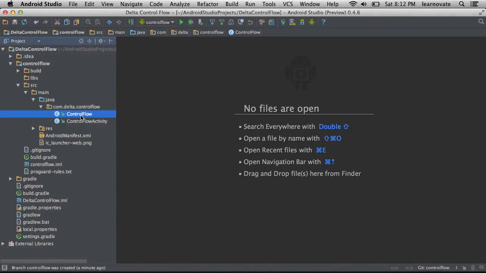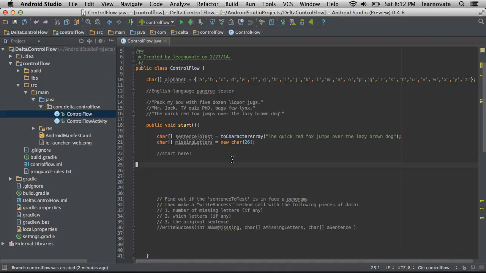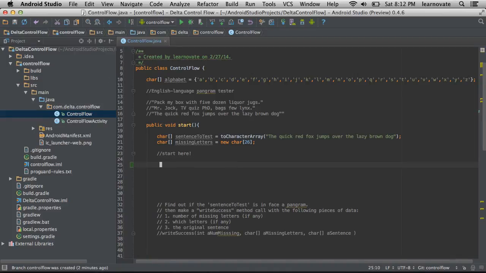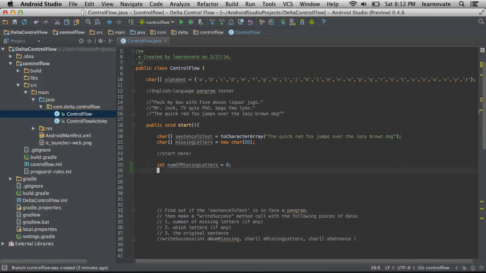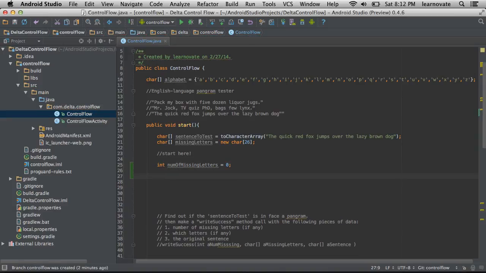Okay, so now we're going to see your control flow statements, right? Yeah. I'm going to solve a problem that was given there: to find out if the sentence to test is in fact a pangram. And a pangram, again, is a sentence that has every letter of the alphabet in it. Okay, got it. So the quick red fox, et cetera, that's one of the classic pangrams? No, actually, the quick red fox, et cetera, does not have all the letters of the alphabet in it. But the quick red fox jumps over the lazy brown dog does. Got it. Okay, excellent. Thanks for the correction.